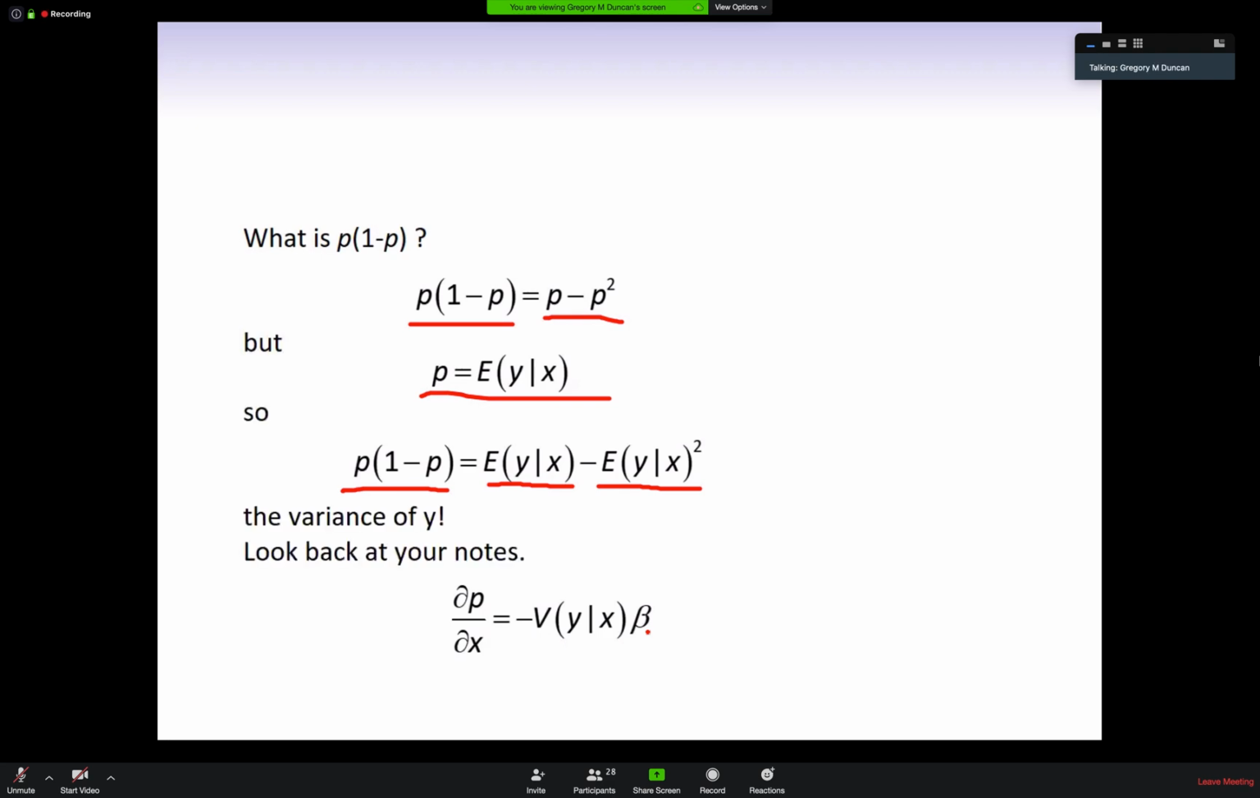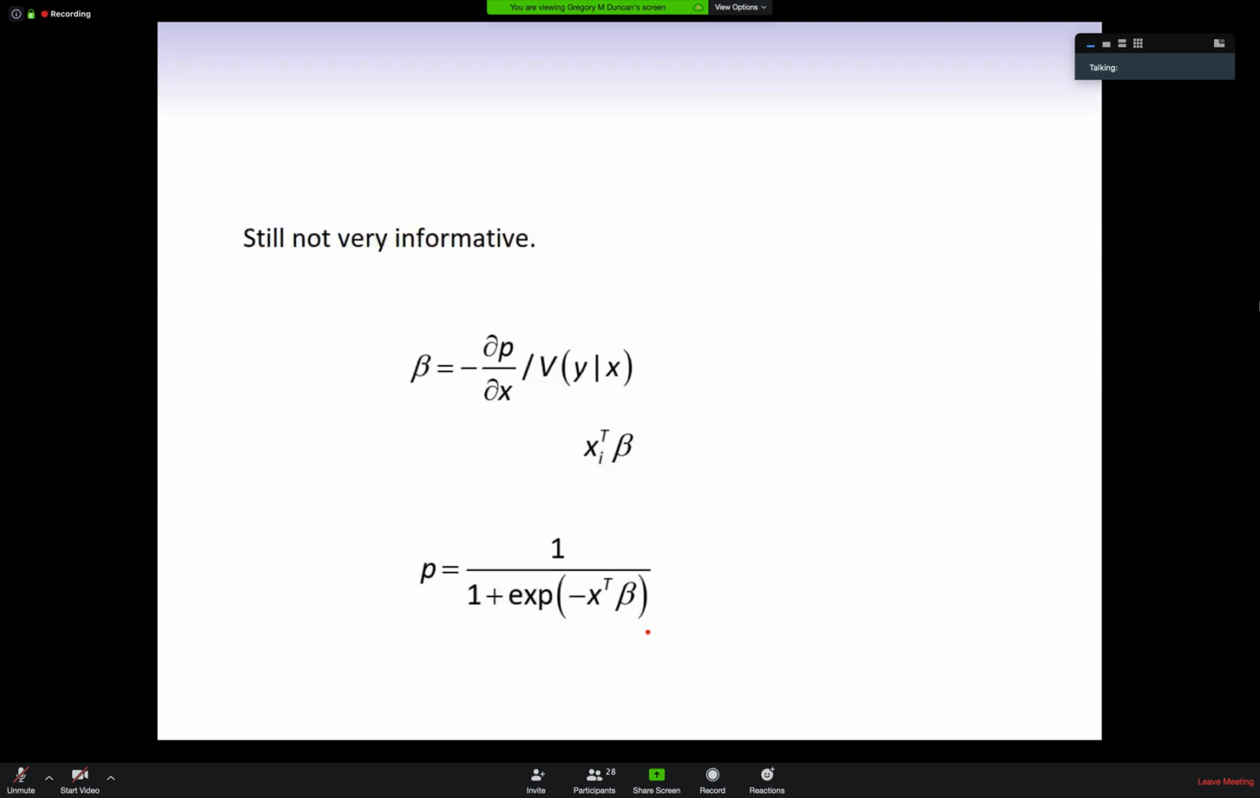So look back in your notes and you'll see this. I do not know what happened to my animation here. I spent a lot of time, I thought, fixing it. I'm worried that the animation doesn't come through on Zoom. In which case, I'm just going to have to show the whole page. Okay, that's still not very informative.